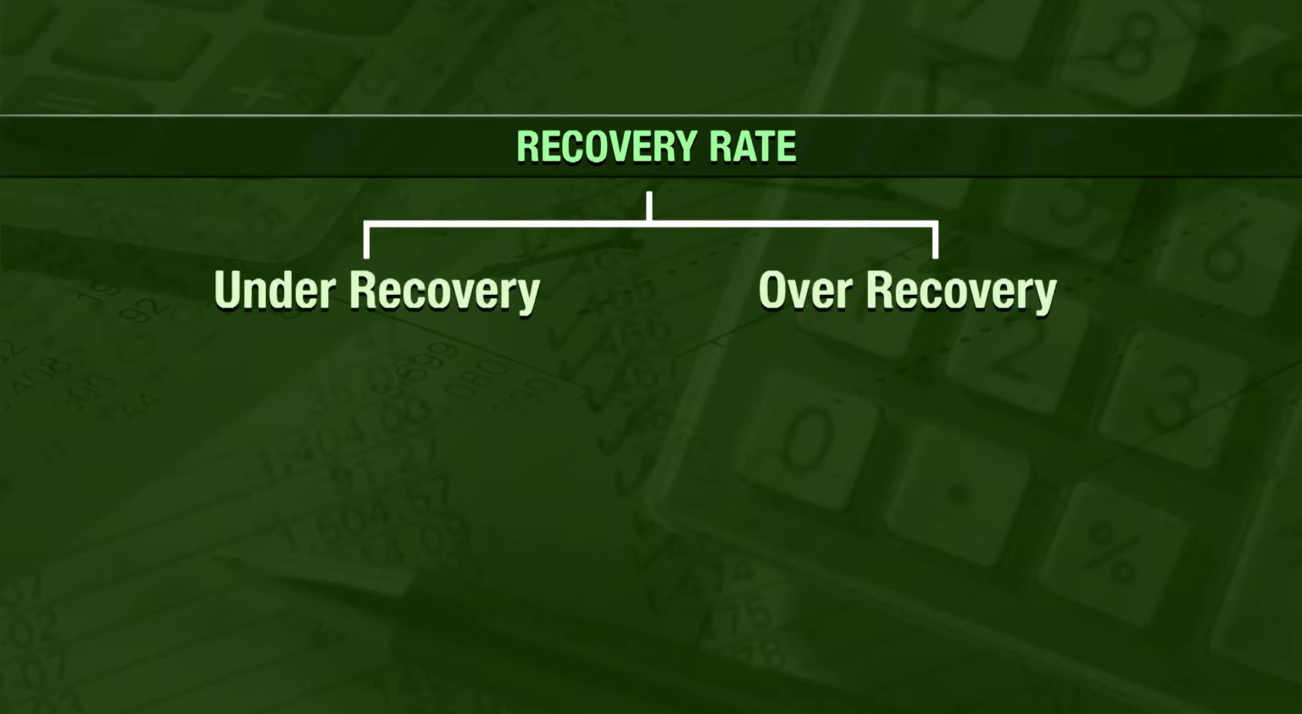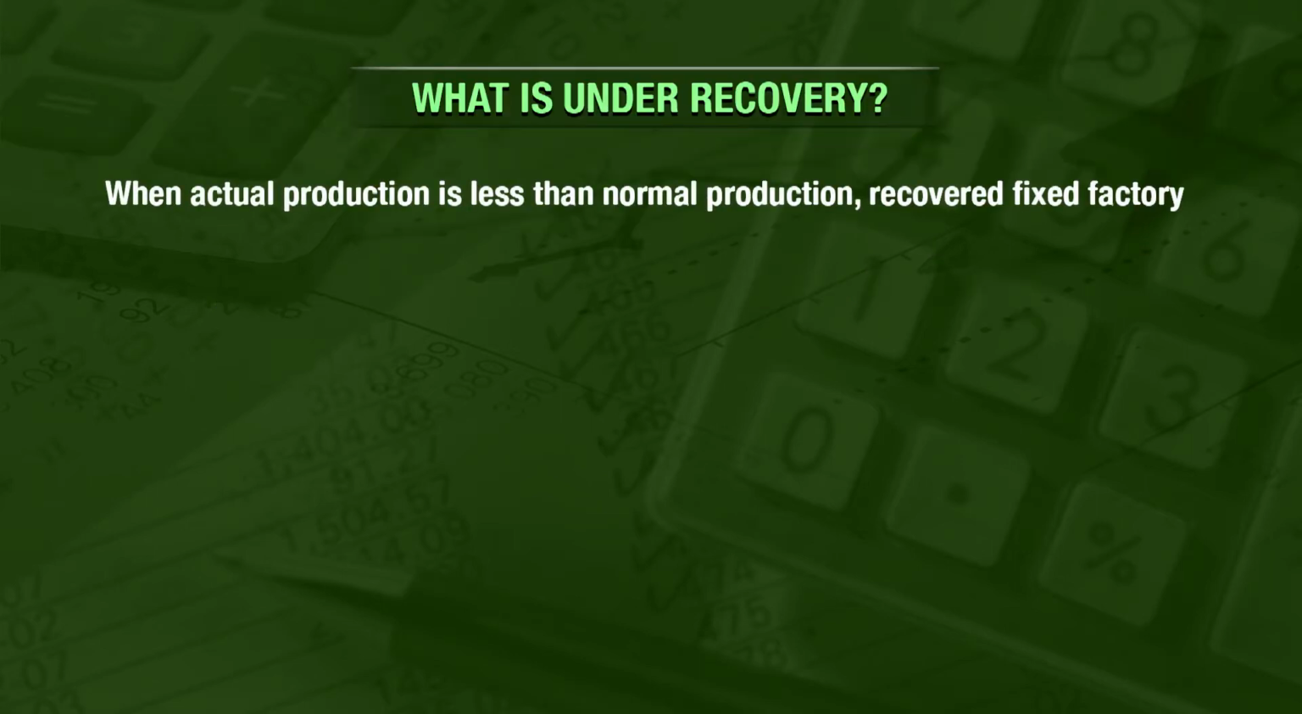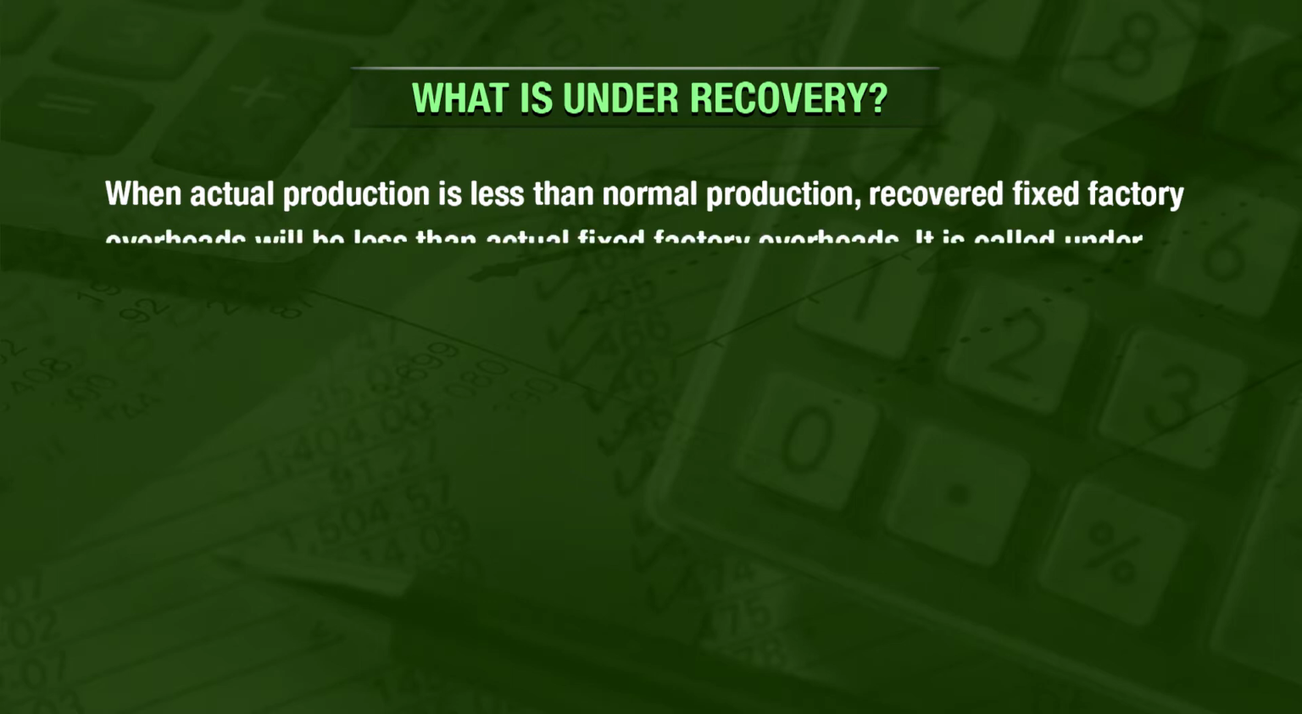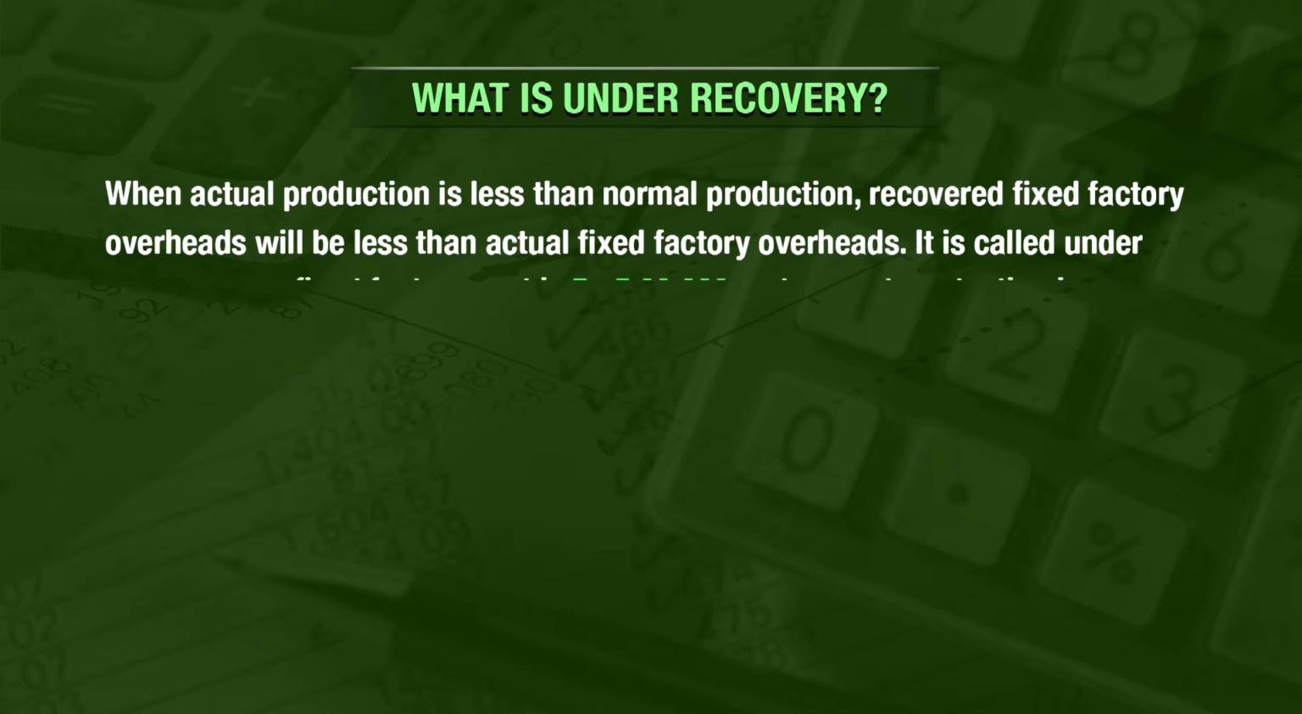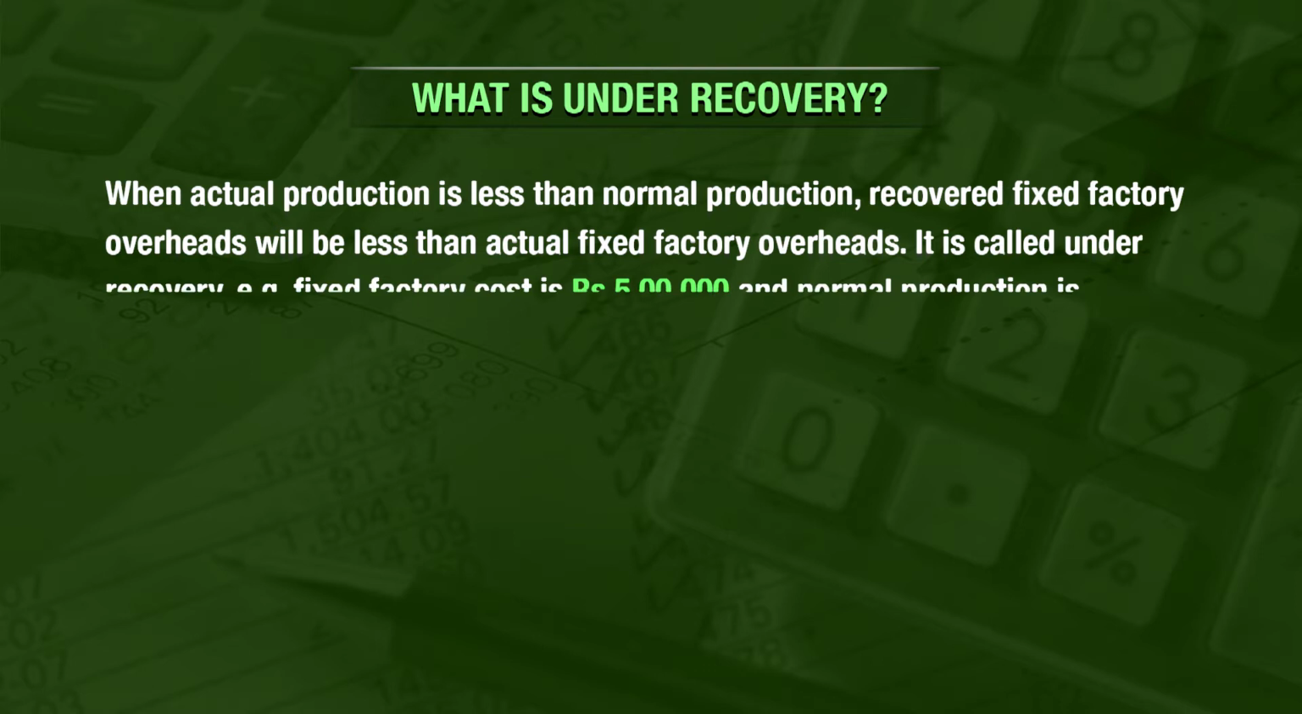First of all, let us try to understand what is under recovery. Friends, when our actual production is less than the normal production, in this case our recovered fixed overheads will be less than our actual fixed factory overhead. It is called under recovery.